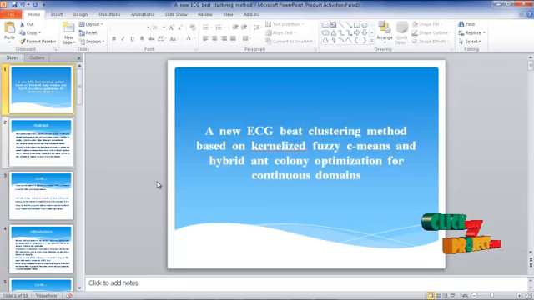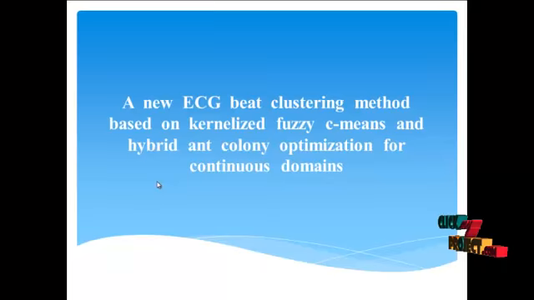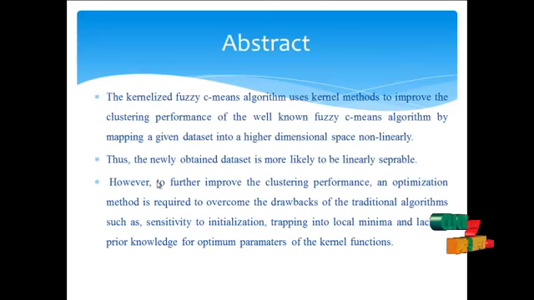Let's see about the process for a new ECG beat clustering method. It is based on the kernelized fuzzy c-means, by use of ant colony optimization. In this process, the kernelized fuzzy c-means algorithm is used to improve the clustering performance.